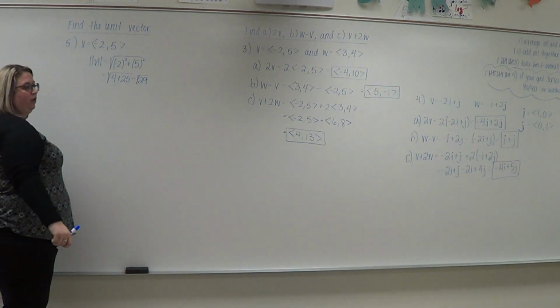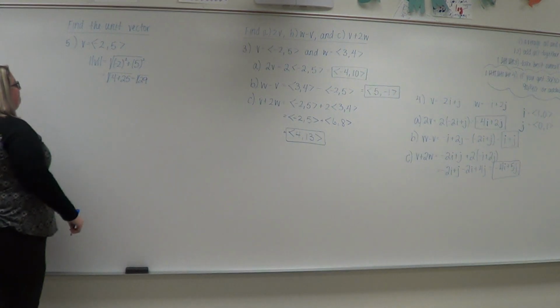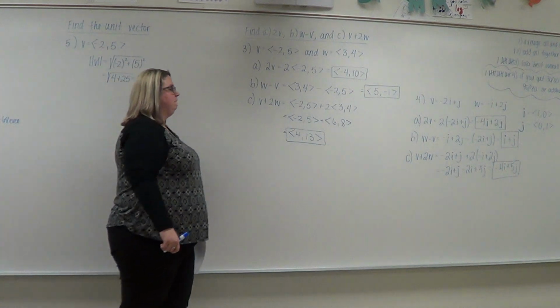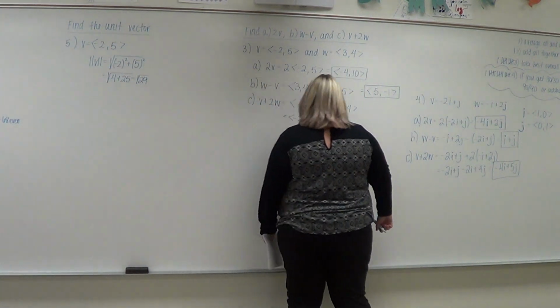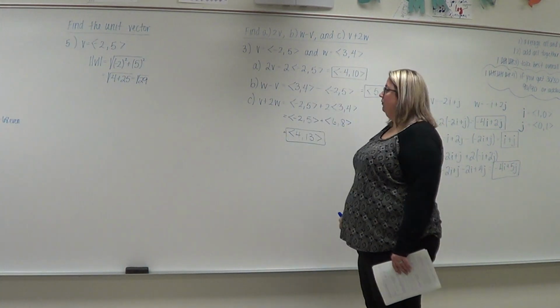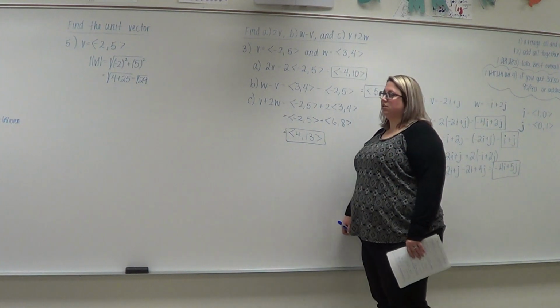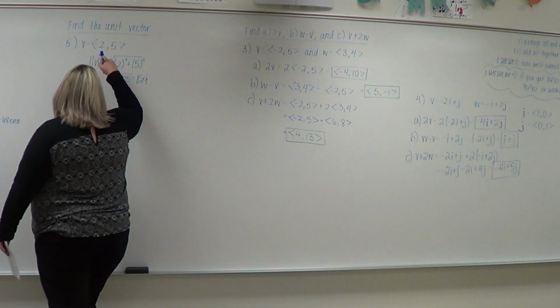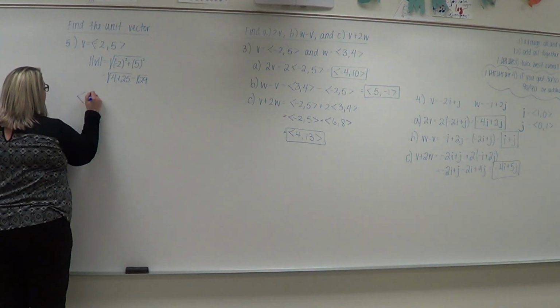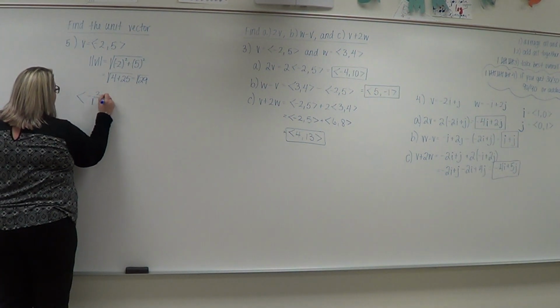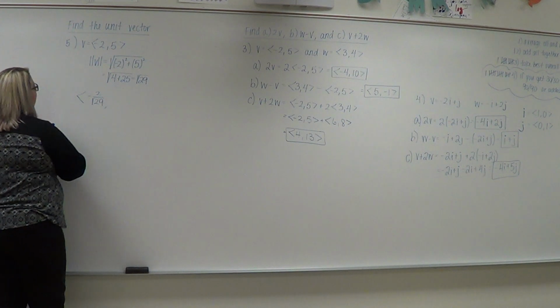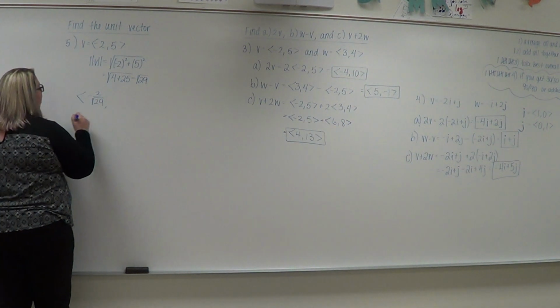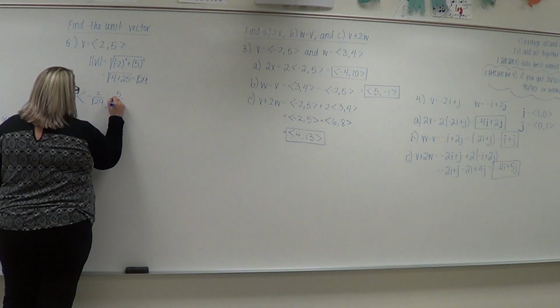Okay, is 29 a perfect square? That should be an easy answer, yes or no? No. Okay, I can't break it down because it's a prime number. So the formula says you're going to take your vector, and I'm going to divide by the magnitude. So I'm going to take negative 2 divided by square root of 29 and 5 divided by square root of 29.